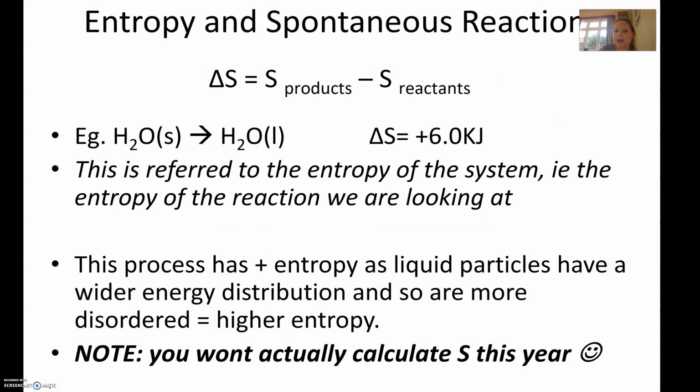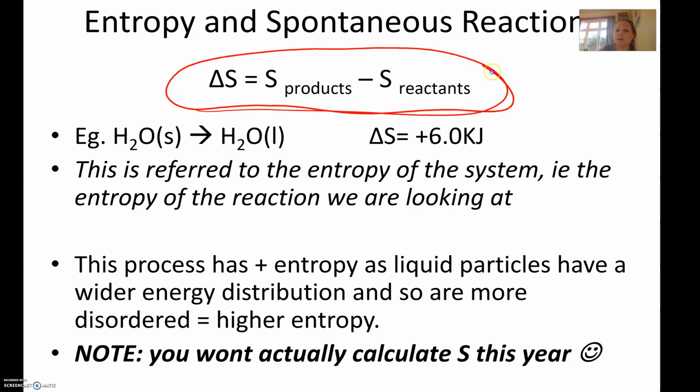So just so we can have a bit of an idea, when we talk about entropy of a system, we're always comparing the products to the reactants. S is the symbol for entropy, and you're not doing these calculations this year. It's just good to get in your head that we're always trying to compare the entropy of the products with the entropy of the reactants.